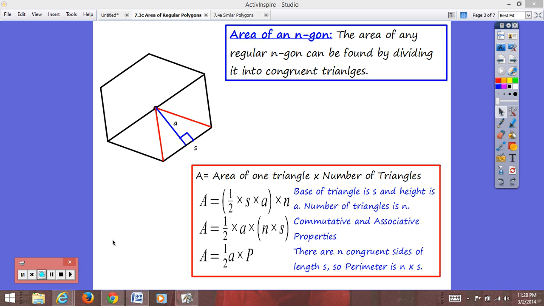Lastly, A equals 1/2 a times P, with P being the perimeter of this polygon. We can get that because there are n congruent sides of length s, so the number of sides n times s is what gives us the perimeter of this polygon. As we see, perimeter is n times s, so our formula is 1/2 a times P.